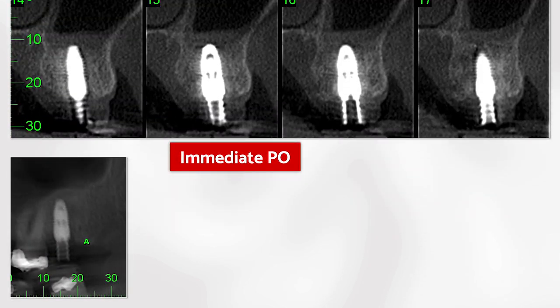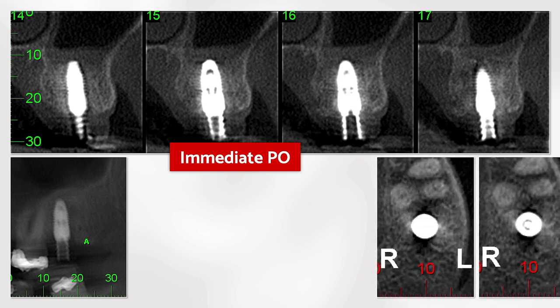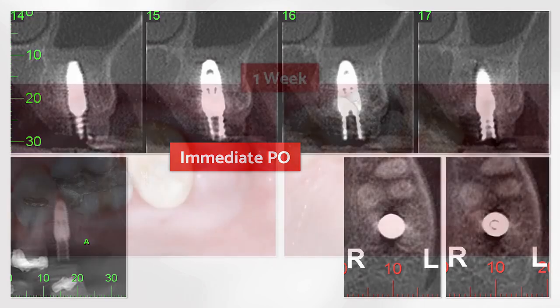How about the CBCT scan? This is the immediate post-op. You can see the presence of bone all around the head of the implant and the body of the implant as well. Pay attention to the thickness, not only of the buccal wall, but of the palatal wall as well. Through this axial view, you can see that the bone was packed in a 3D position all around the implant.